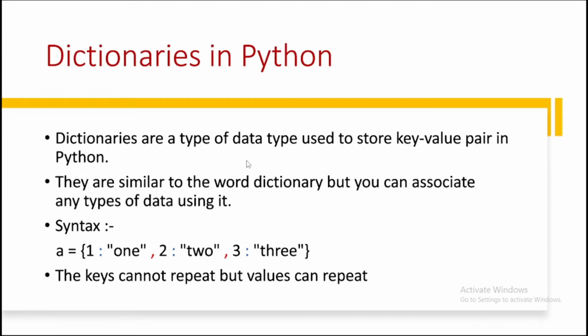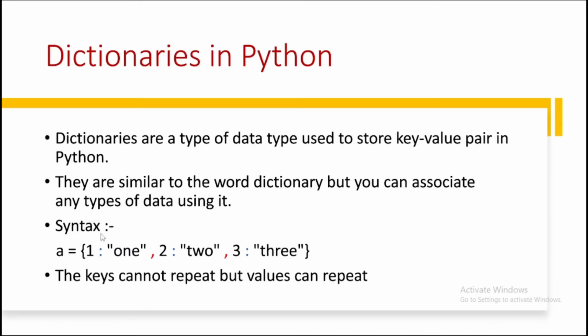So they are actually similar to the word dictionary, where you store a word and its meaning, but here you can associate any types of data types, like you can have an integer type and a string. So here the syntax to declare a dictionary is the variable equal to, and in curly brackets we give the key. You can see that these first elements are all called keys, and then whatever is the value for them is associated using the colon symbol, and then they're all separated using a comma.